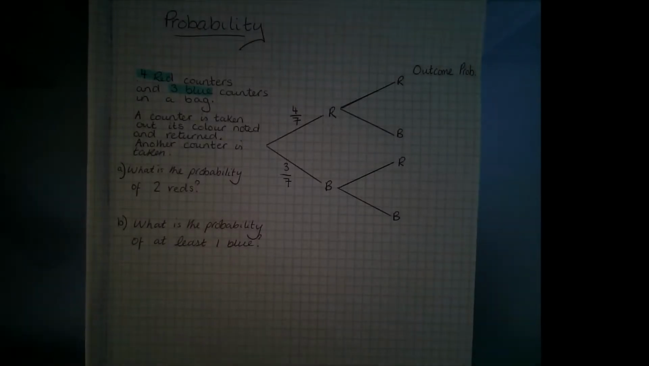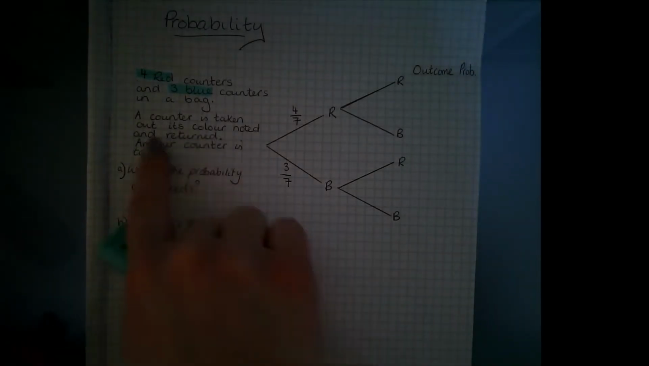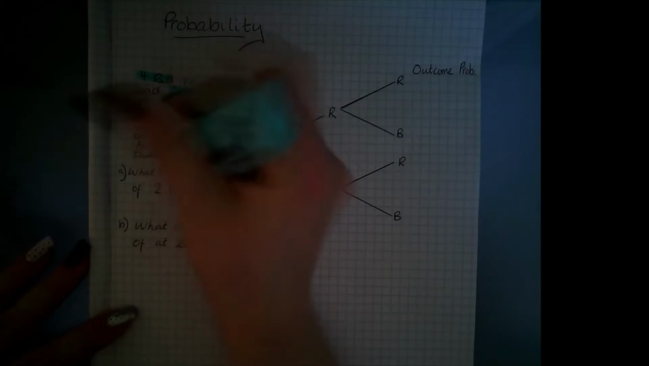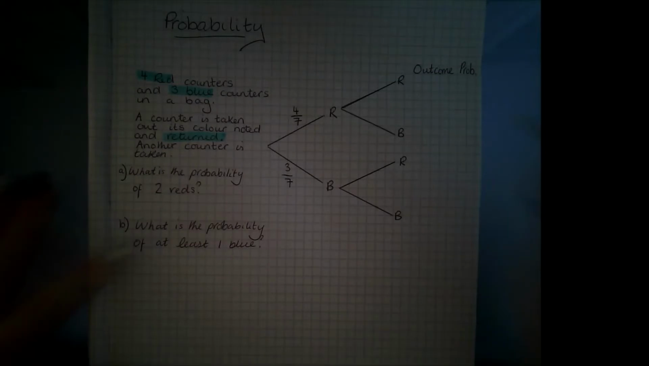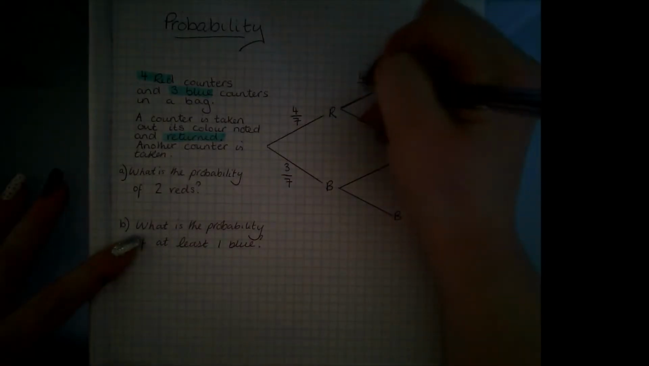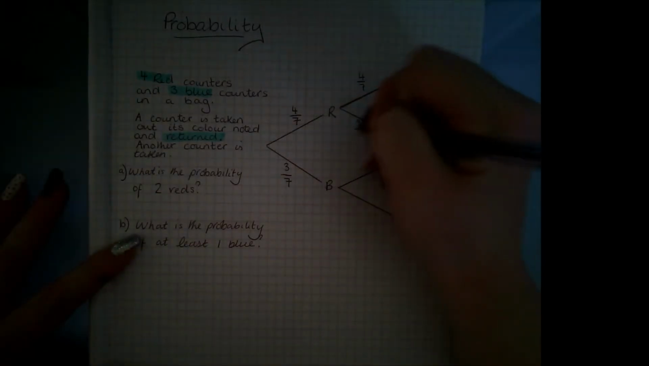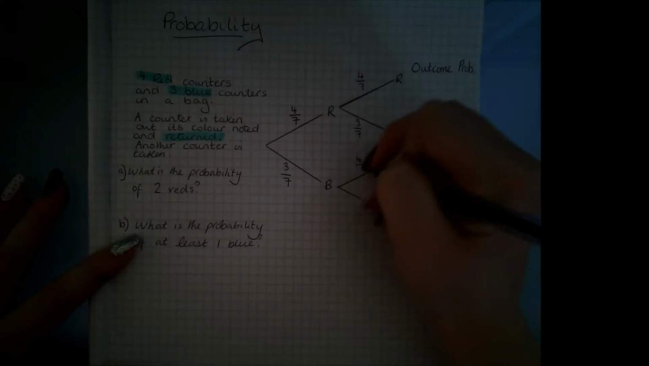Now, if I continue reading, a counter is taken and its colour noted and returned. Now, this returned is really important. It means that the probabilities do not change. They can stay the same all the way through. So, red is still 4 out of 7, blue still 3 out of 7, and so on.